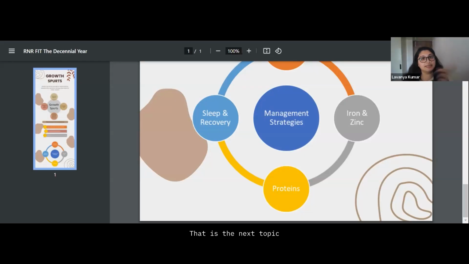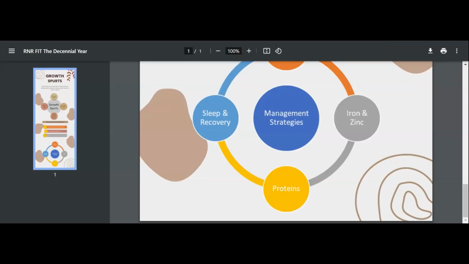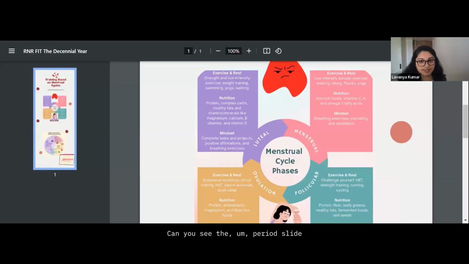Perfect. That is the next topic that we're talking about. Can you see the period slide?